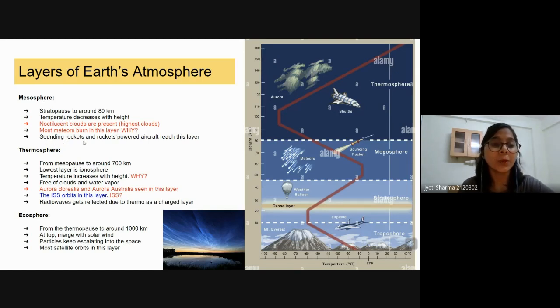Then sounding rockets and rocket-powered aircraft reach this layer. Okay, so here we can see these sounding rockets can be reached in the mesosphere as well.